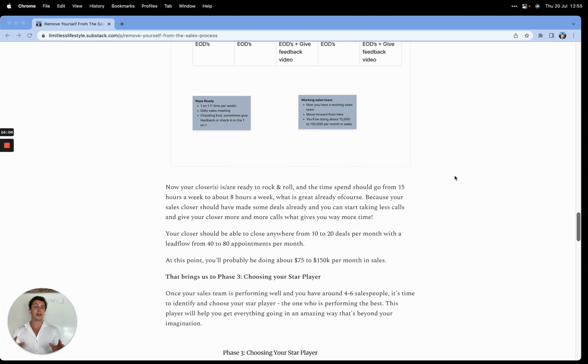That's already amazing, because now your closers should have been able to make some deals already, and you are able to start taking fewer calls. Because you can give your closers the calls that you were supposed to do more and more, so that frees up your time. And now your closer should be able to close anywhere between 10 to 20 deals a month if they're able to get 40 to 80 appointments per month. And at this point, you're probably making about 75 to 150k per month.